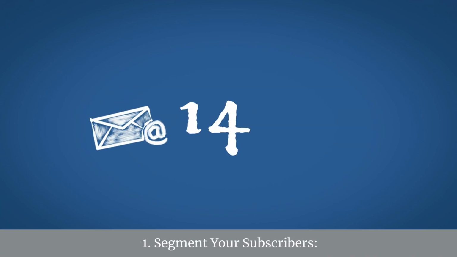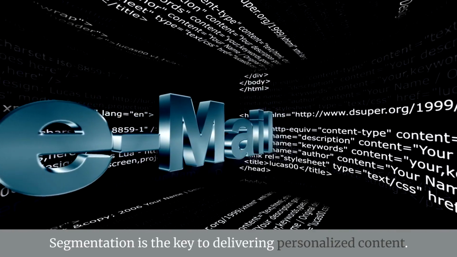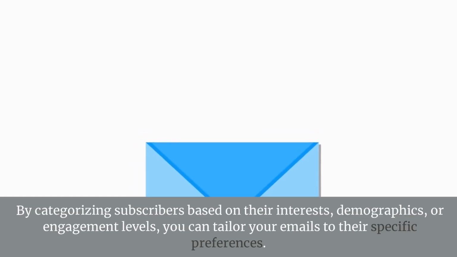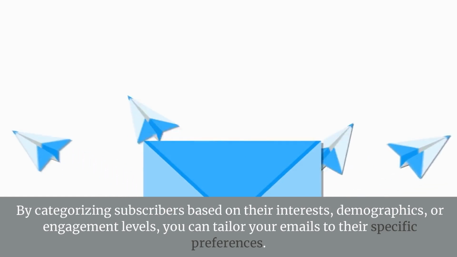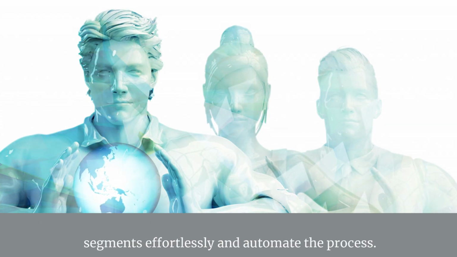1. Segment your subscribers. Segmentation is the key to delivering personalized content. By categorizing subscribers based on their interests, demographics, or engagement levels, you can tailor your emails to their specific preferences. Use a reliable email marketing platform that allows you to create segments effortlessly and automate the process.